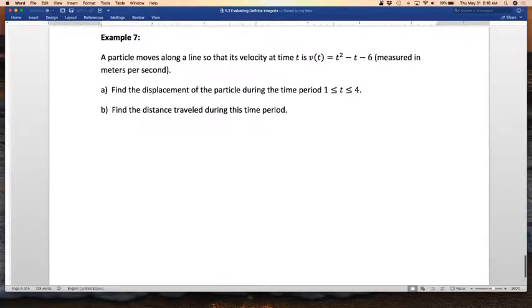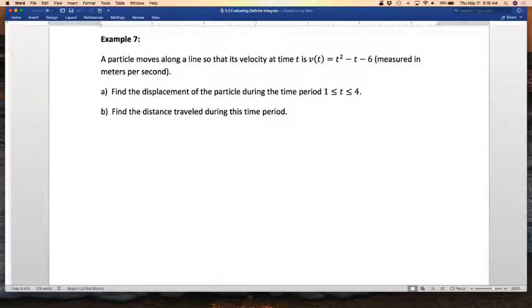Let's look at the displacement problem first. A particle moves along a line so that its velocity at time t is v of t equals t squared minus t minus 6, measured in meters per second. And we want to find the displacement of the particle during the time period from 1 to 4. So A, believe it or not, A is the easy part. B is a little bit more fidgety, if you will.